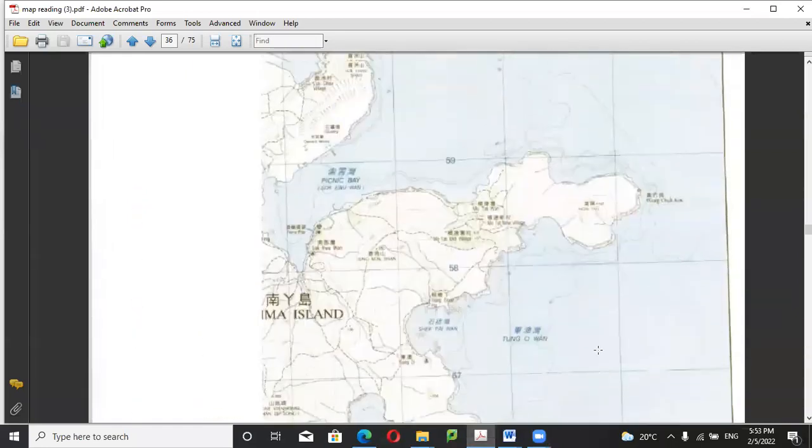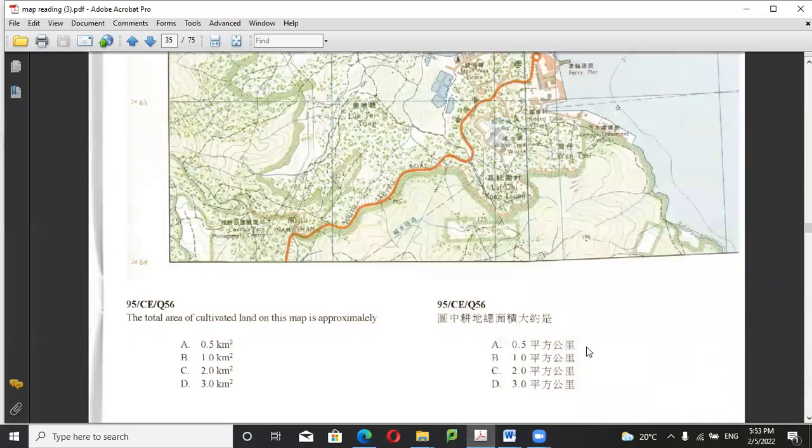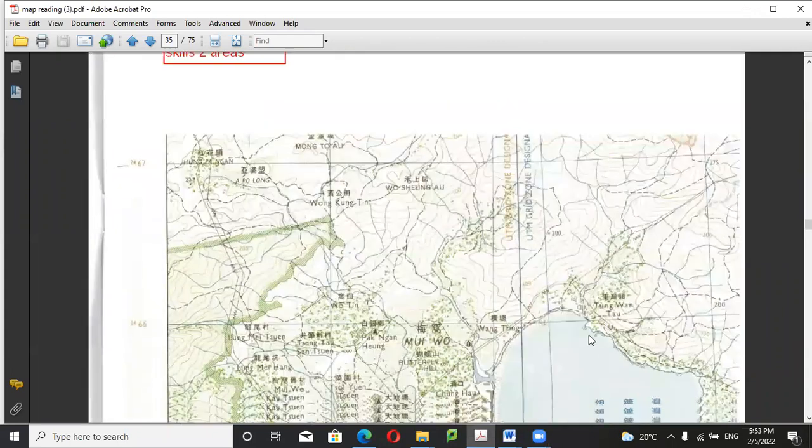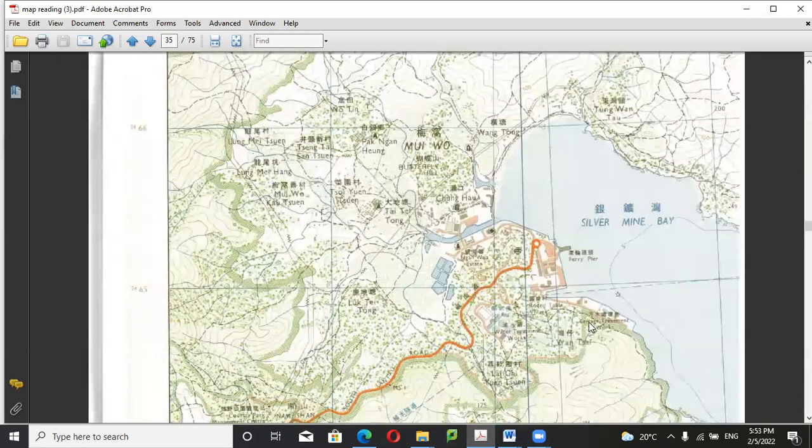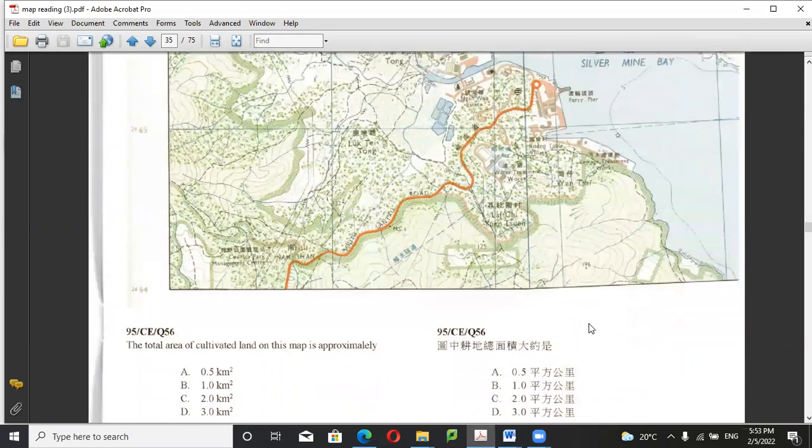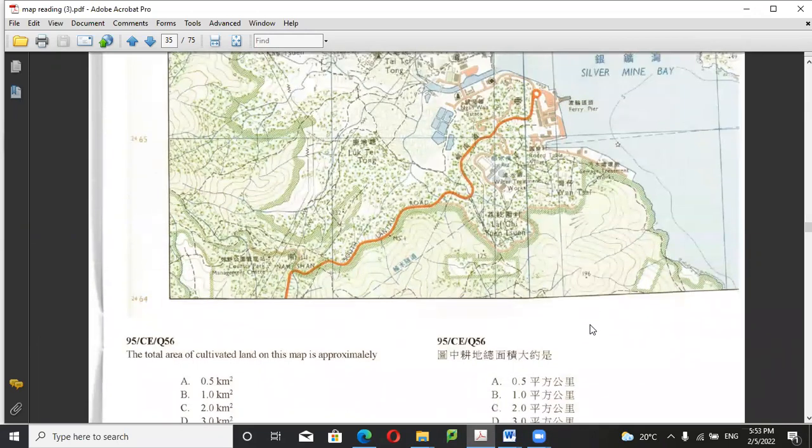Hello, this is skill 2, which is about areas. You should start on page 35. Bear in mind, first of all, 1 grid square equals 1 km square. Why? Because right now I'm using full screen mode, and I think it should be the same scale as an A4 paper that I'm showing.